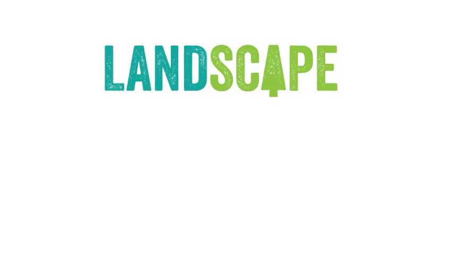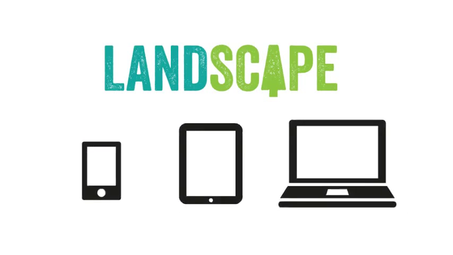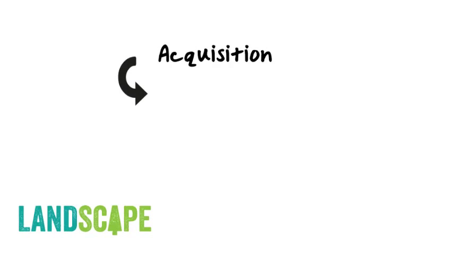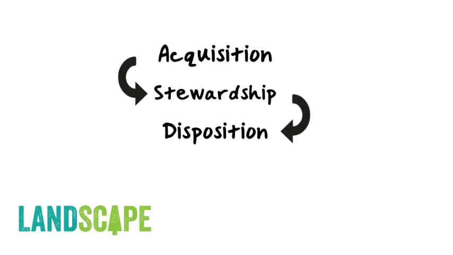Landscape is internet-based software available to users through a web browser from any internet-connected device. Landscape can track every aspect of a conservation project from acquisition to stewardship to disposition.